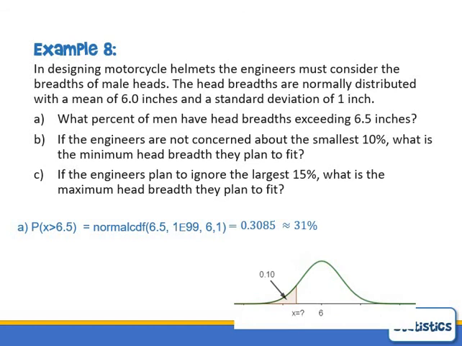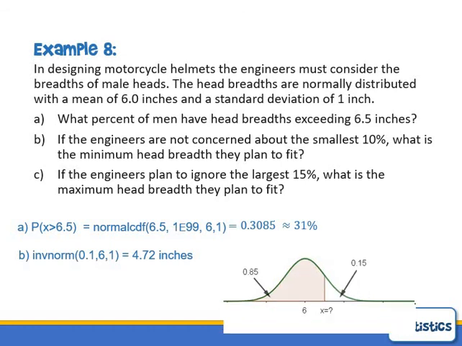Okay, part B. This was basically the same question as the previous example. We want the value where there's 10% below, 90% above. Okay, what x value would put you there? So that would be the inverse norm, the area to the left, 0.1, and then the mean and standard deviation. And you can punch that in the calculator. You should get 4.72 inches.